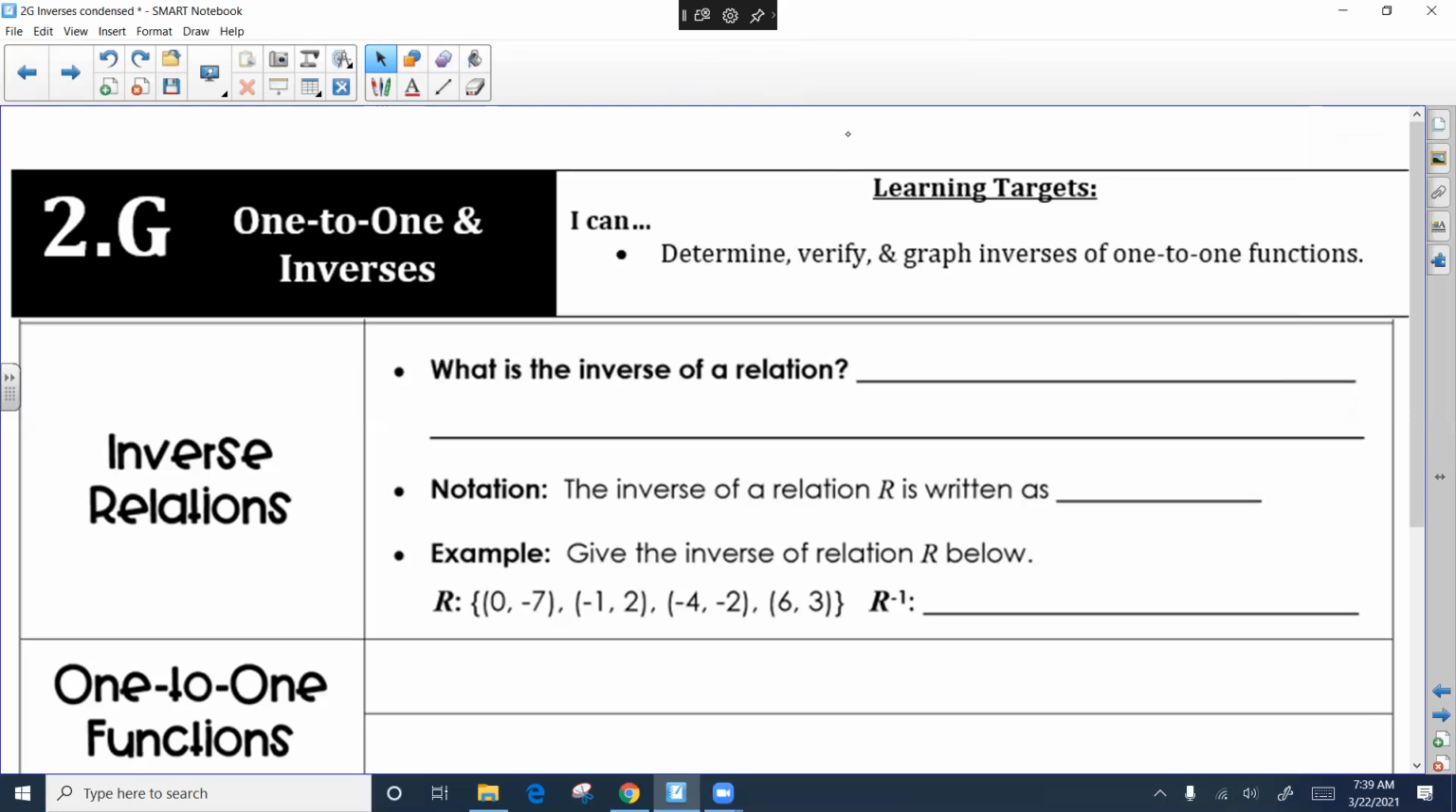So when we're thinking about an inverse function, it is going to do the opposite of a function. So it undoes a function. So first, before we actually write anything in the notes, let's think about inverse operations.